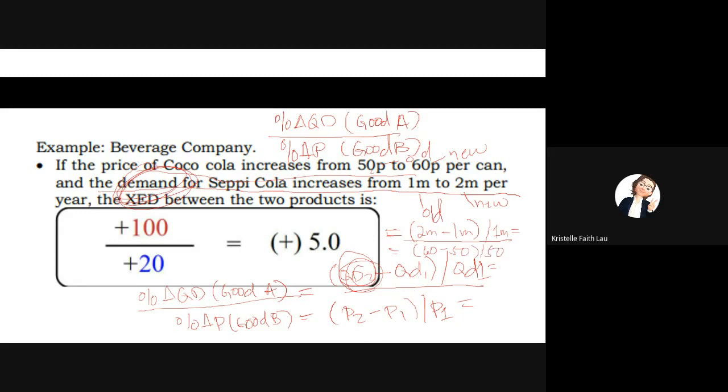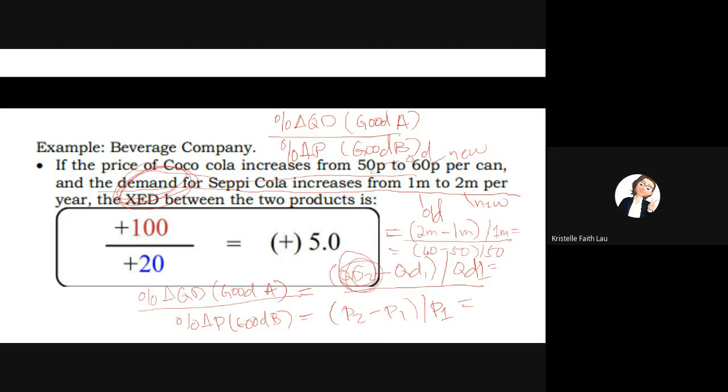So, gamit tayo ng calculator. So, close parenthesis, 2 million. Close parenthesis, 2 million minus 1. Divide natin siya sa 1. So, ang answer natin is 1.